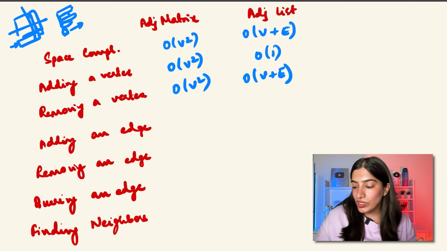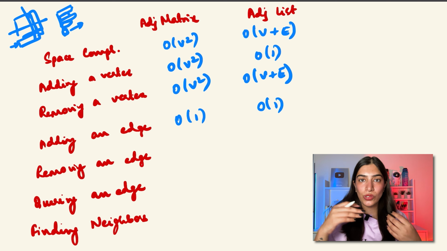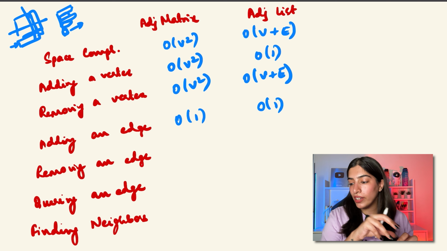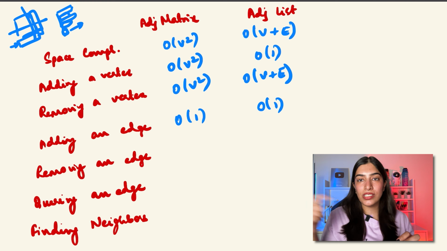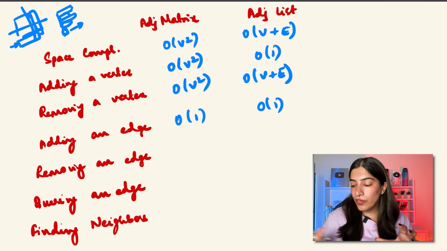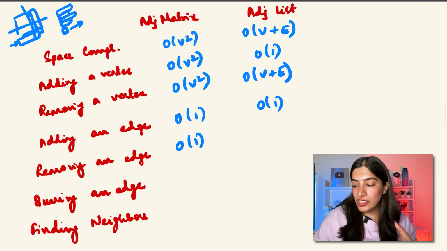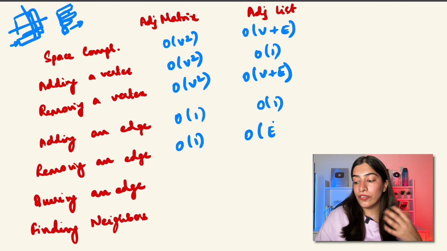Adding an edge in both the cases is going to be order of 1 because you just have to add one value. In adjacency matrix, you just have to change one particular value. In adjacency list also, you just have to add to one list, so it is going to be order of 1. Now removing an edge for an adjacency matrix is going to be order of 1 because again you just have to change one element. But in adjacency list, it is going to be order of E.